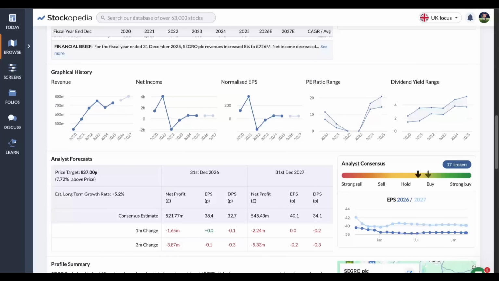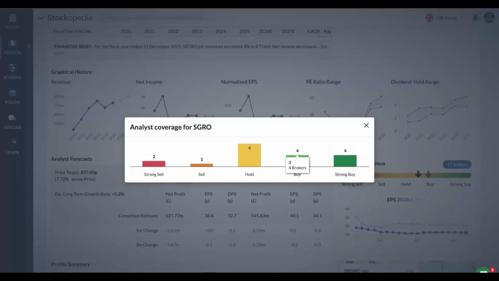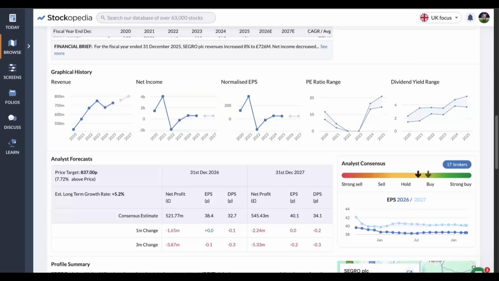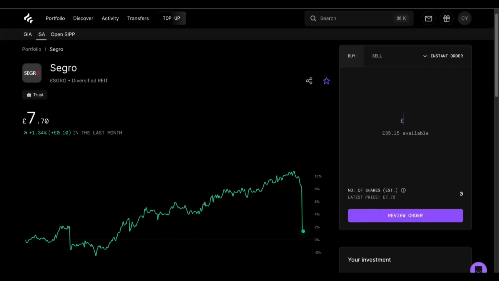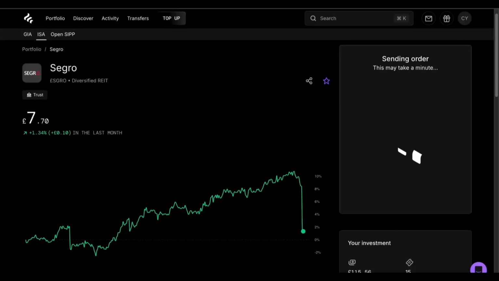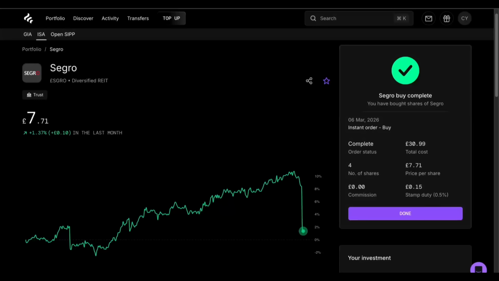my portfolio. Right now, the analyst consensus is that it's between a hold and a buy, with there being a mixed bag here: 2 strong sells, 1 sell, 8 holds, 4 buys and 4 strong buys, but that overall price target is still above the current price, with it being a price target 837 pence, which is 7.72% above the current price. I'm going to be adding 4 shares to my position for an amount of £30.97. And there we have it. I've added to 4 of my individual stocks within my portfolio, as well as my main ETF.